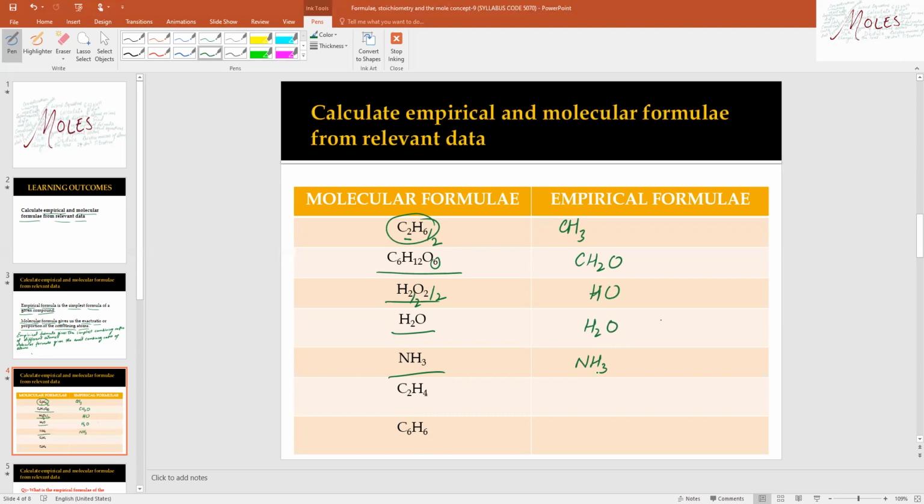Try to simplify these two: C2H4, C6H6. In case of C2H4, we will get CH2. But in case of C6H6, we will get CH.